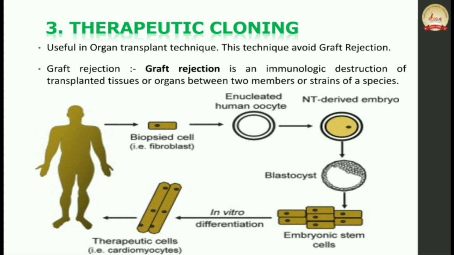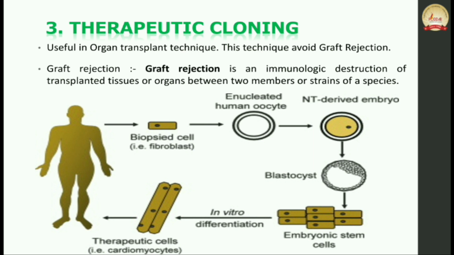The third one is therapeutic cloning. This technology is useful in the organ transplant technique. This technique avoids graft rejection. What is graft rejection? Graft rejection is an immunological destruction of the transplanted tissue or organ between two members of different strains of a species. We solve it by therapeutic cloning.